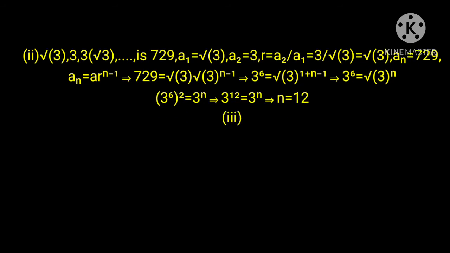Squaring on both sides we get 3 power 6 whole power 2 is equal to 3 power n implies 3 power 12 is equal to 3 power n implies n is equal to 12. Here square and root get cancelled.